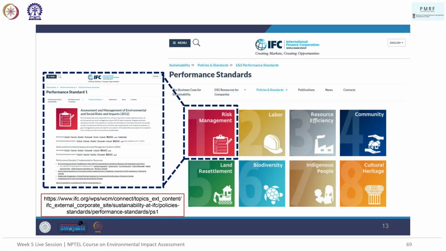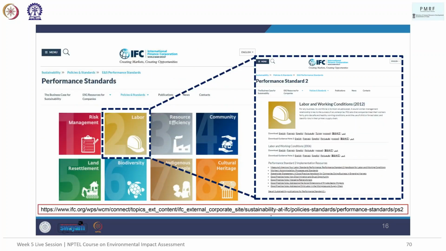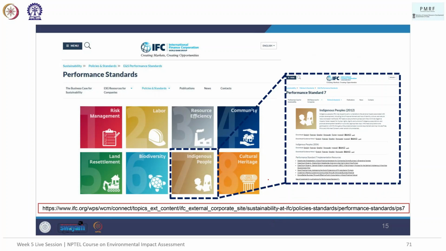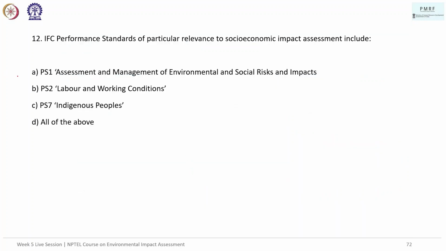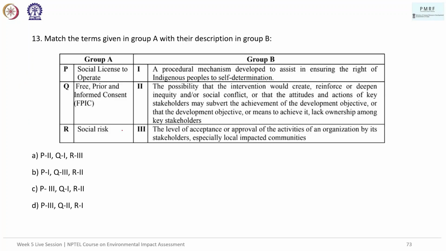From the slides, three of these performance standards were highlighted. The first one was risk management, the second one was labor, and the third one was indigenous people. All three were actually highlighted. The answer is all of the above. Any queries? All right, moving on to the next question.